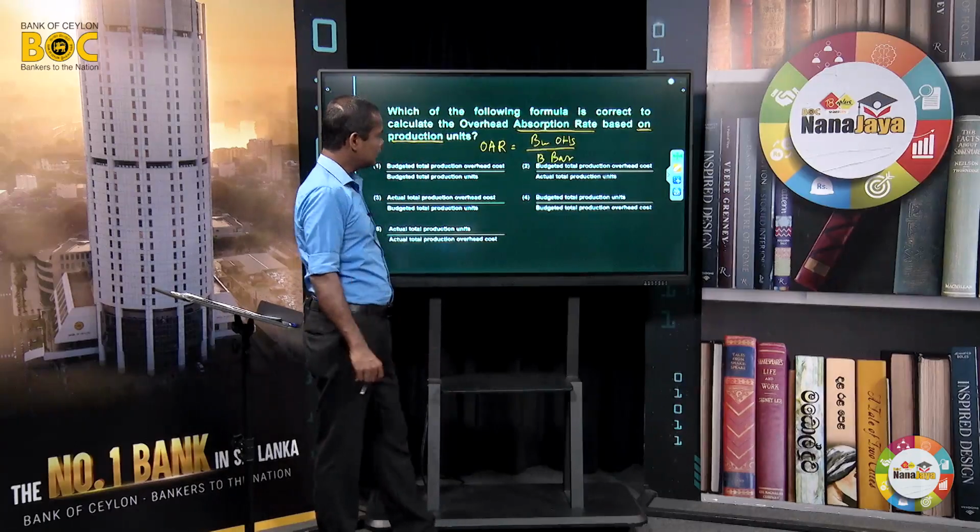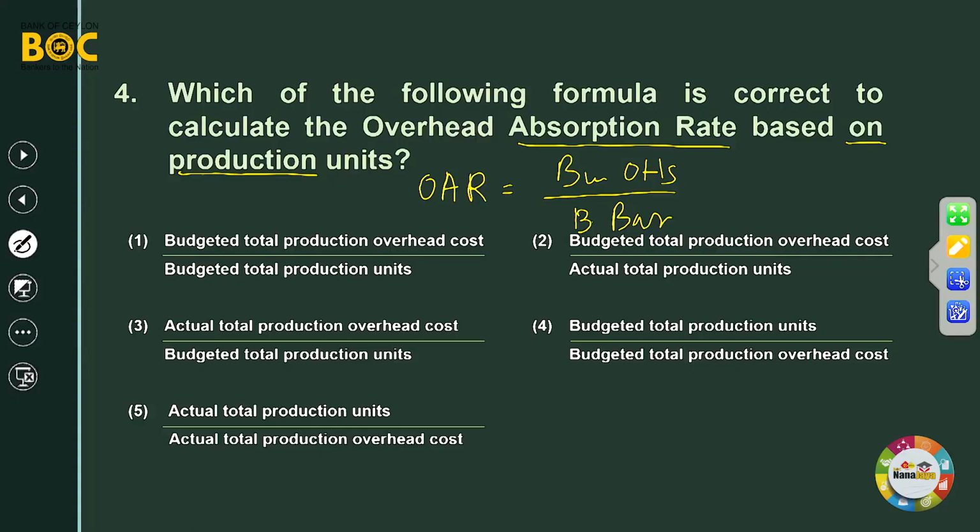We'll take the first answer. The budgeted overheads, correct. What's the basis they have given? They have given production unit. Budgeted production cost, correct. Budgeted production unit also correct. We'll go to the second answer. It says the actual overhead. Budgeted is correct, but actual is not correct.